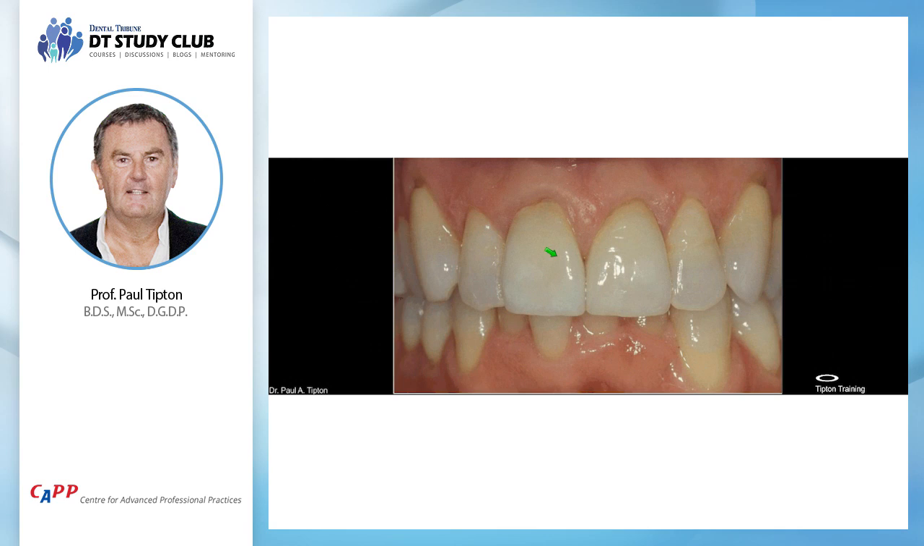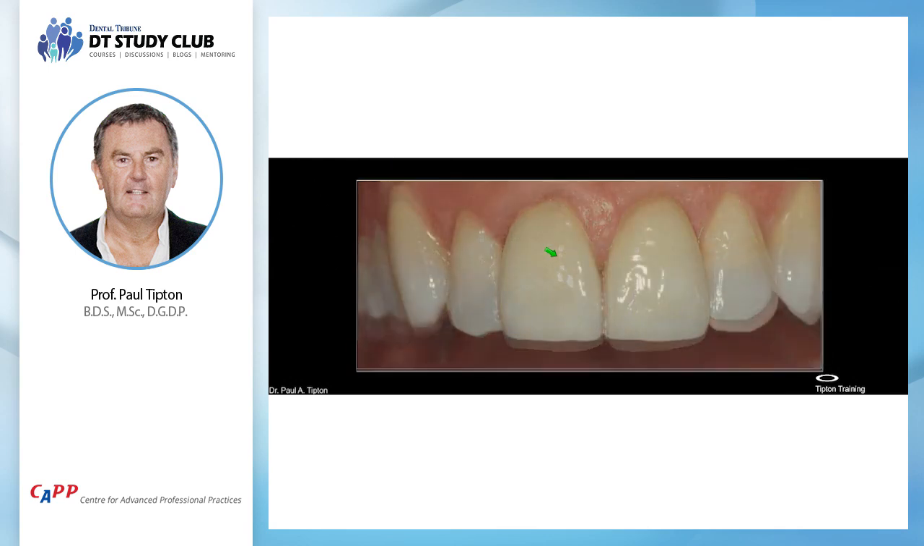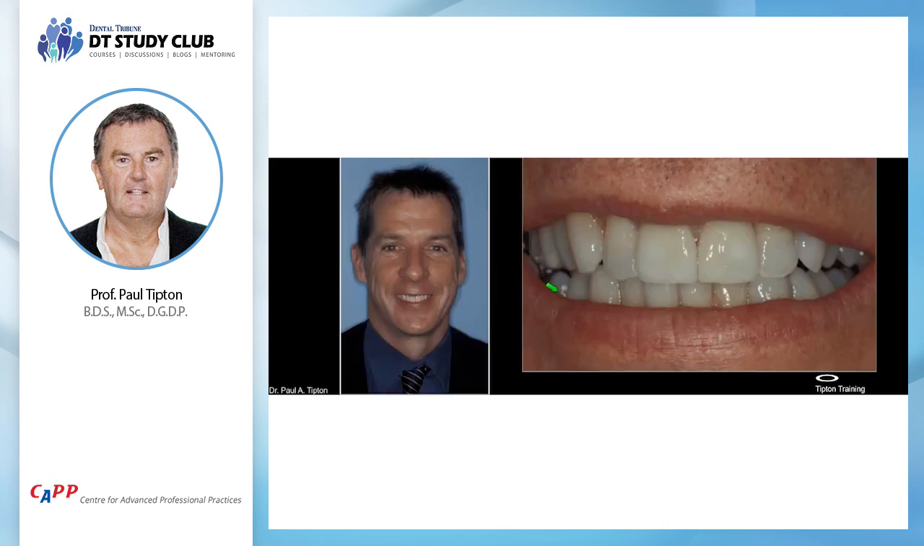We create something that looks natural. We recreate the ideal colors. So you can see that the natural teeth either side have got lots and lots of color in them, and we create the same colors in our beautiful ceramics. And this time we have a flat appearance, a much flatter appearance for a male person.